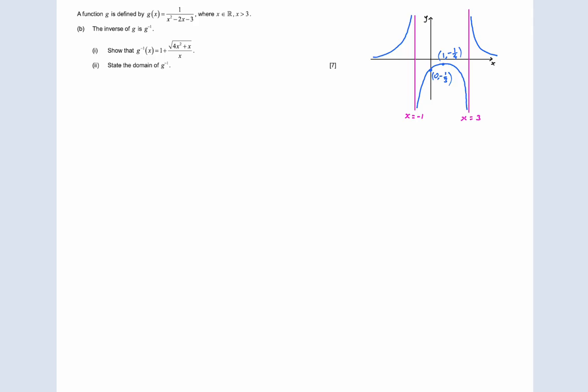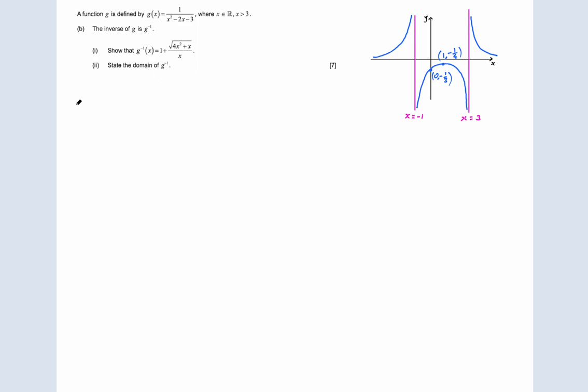Okay, part B. I've brought in the graph, guys, because when you're doing functions and inverse functions, it very much helps if you understand what the graph looks like. So g is defined as this, which is my graph, but only for x is bigger than 3. So it's actually this function here. This is g of x. That's the graph of the function.